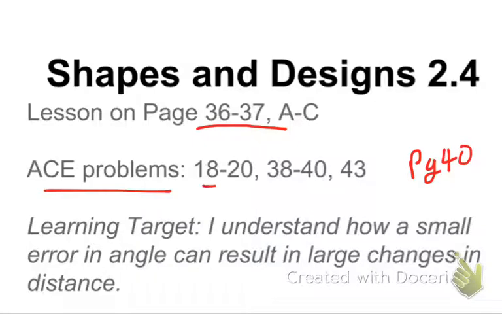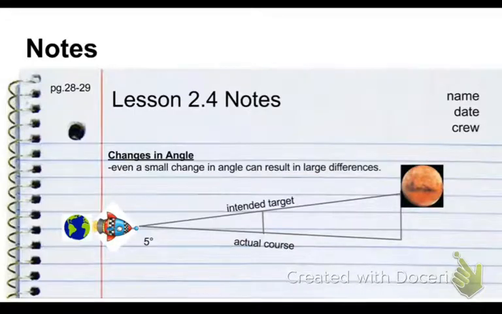And they are 18 through 20, 38 through 40, and then 43. Okay? For some reason, 41 and 42 we are saving for a little bit later. Your learning target for this lesson is that you understand how a small error in angle can result in large changes in distance. Okay, let's go ahead and get started. This will be a very quick lesson.